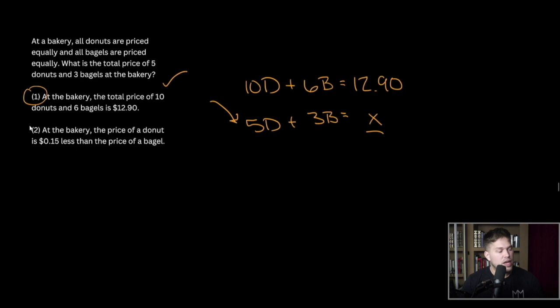Statement 2 says that at the bakery, the price of a donut is 15 cents less than the price of a bagel. So with this statement, we have the price of a donut is 15 cents less than the price of a bagel. And that's all great, but without knowing the prices, we're not going to be able to determine the price of 5 donuts plus 3 bagels. So statement 2 is not sufficient. So our answer here is going to be choice A.